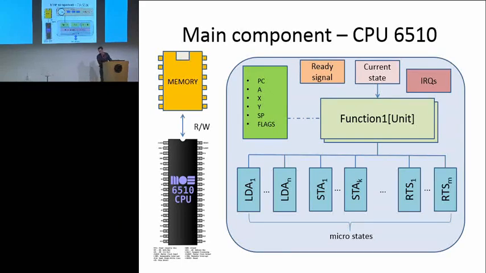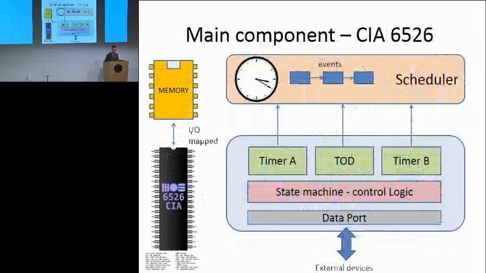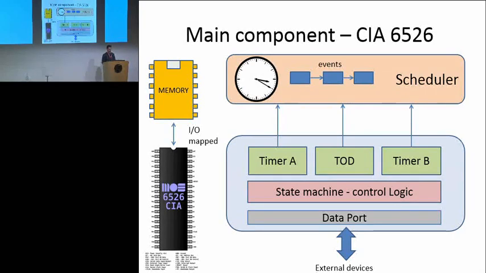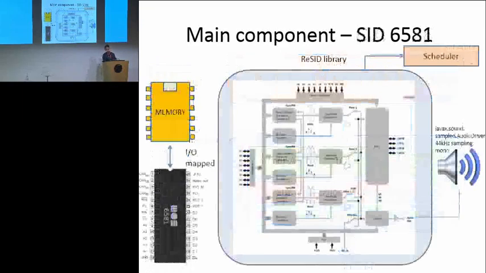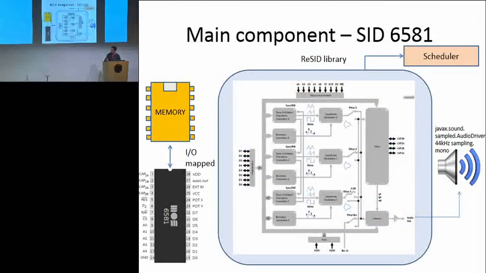And I have a little more time, okay. The other main components: the complex interface adapter has 2 timers inside, timer A and timer B. The time of day is a real-time clock, and it's basically a state machine, and communicates with a data port to the external devices. We can skip this because it's too complicated.